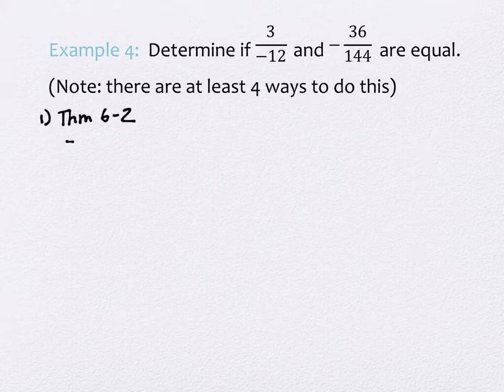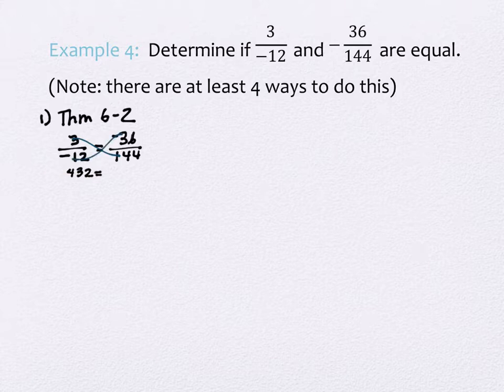So if we're checking to see if these are equal, I have 3 over negative 12. And the question is, does it equal, and if the negative's in front, we're just going to put it on the top, negative 36 over 144. So this method said what I should be able to do is to multiply 3 times 144. What do I get if I do that? 432 is correct. And then also to multiply negative 12 times negative 36. And it's 432 as well. And so since those 2 numbers are equal, the original fractions were too.